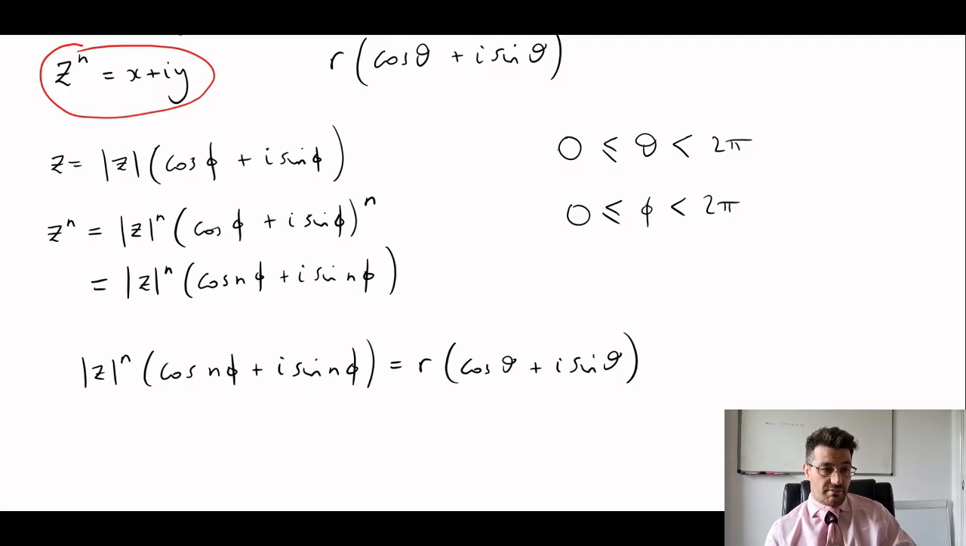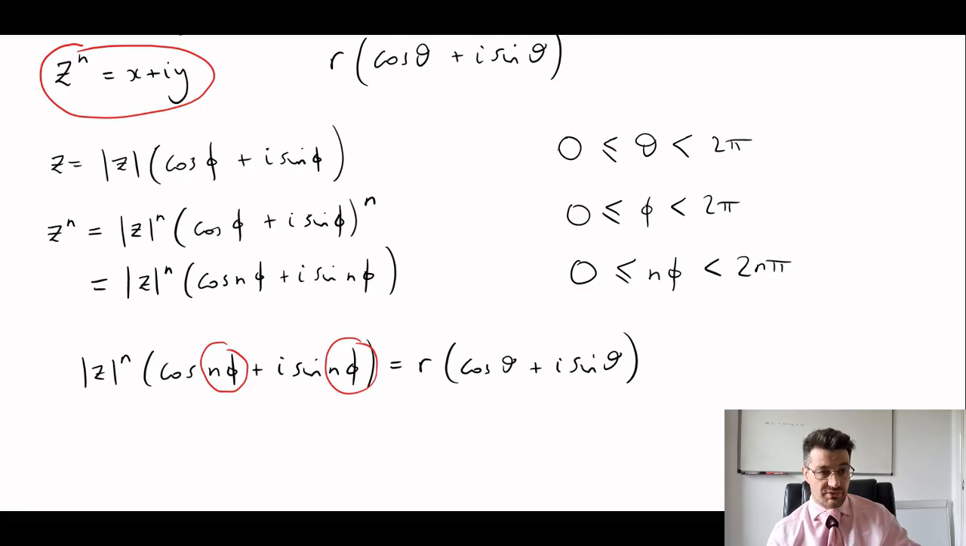Now, z to the power of n, if you notice, involves n phi. Okay, so I've just highlighted it on the screen. N phi. And I think this is where a lot of people get confused, because the range of n phi is not 0 less than or equal to phi is less than 2 pi. The range of n phi is 0 less than or equal to n phi is less than 2n pi.